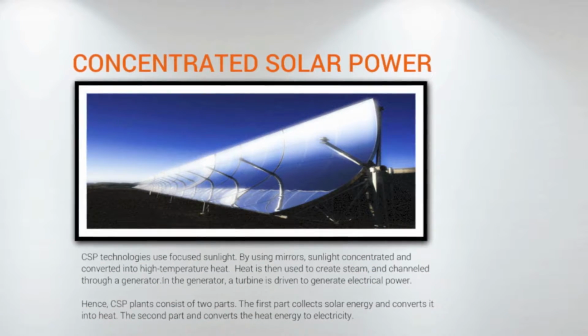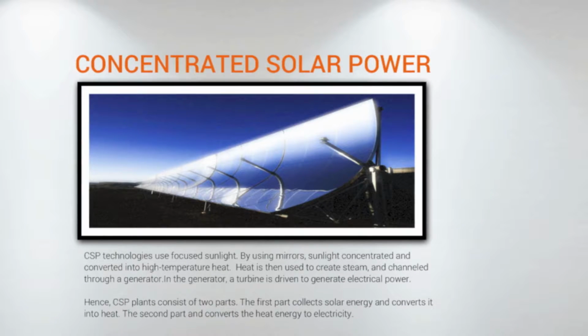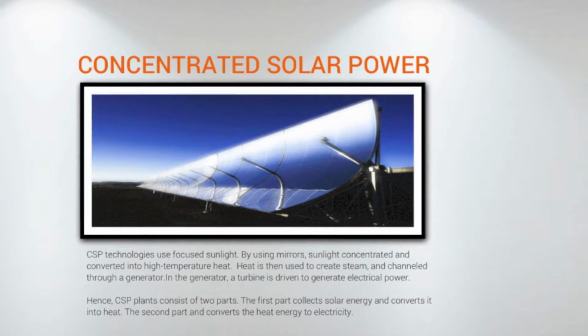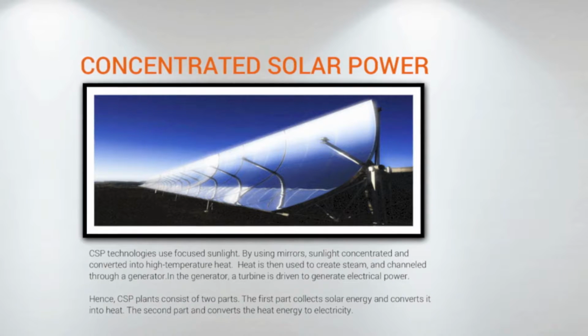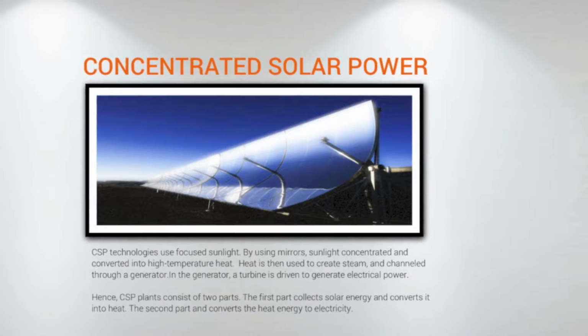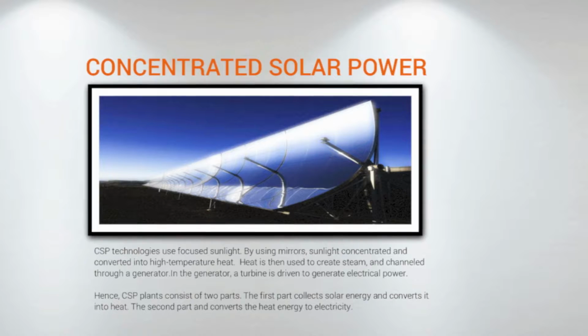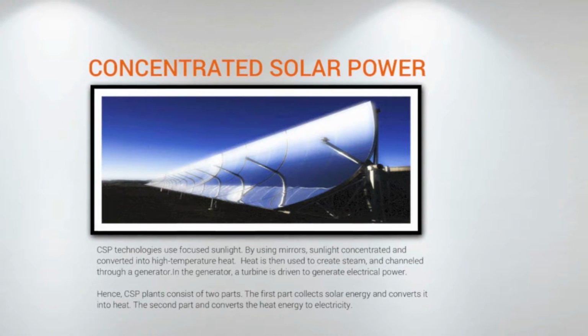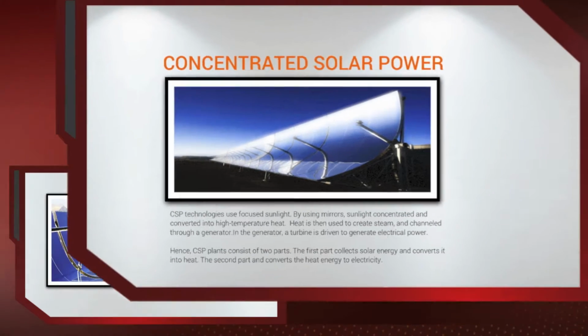CSP technologies use focused sunlight. By using mirrors, sunlight concentrates and converts into heat. This heat is then used to create steam and channeled through a generator to turn a turbine. Electrical power is then generated.